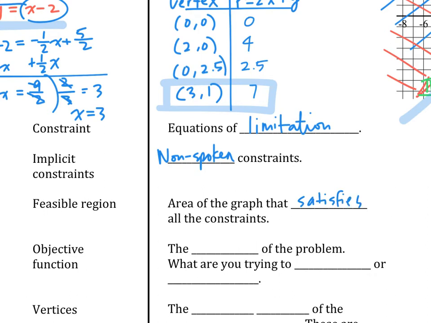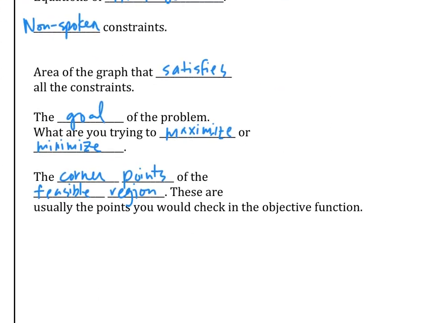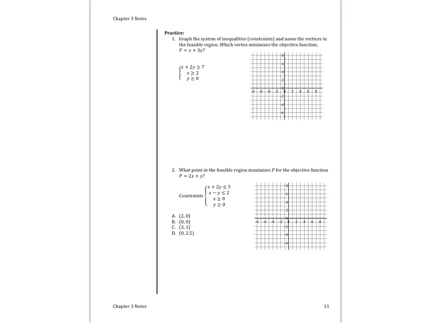The objective function is the goal of the problem. And that means what you're trying to maximize or minimize. And then the vertices mean the corner points of the feasible region. And these are the usual points that you would check in the objective function. So let's just look at how to solve these first before we actually move on to word problems.